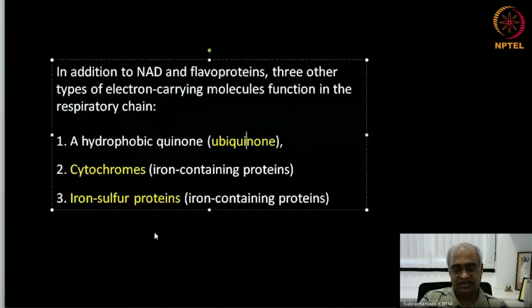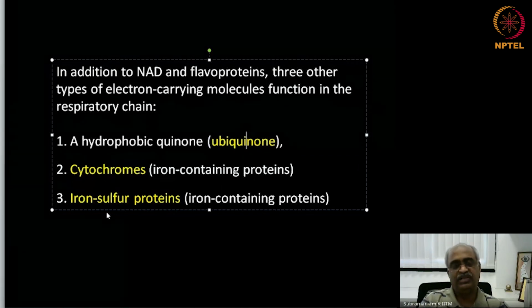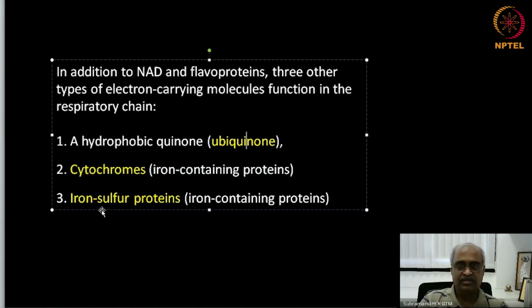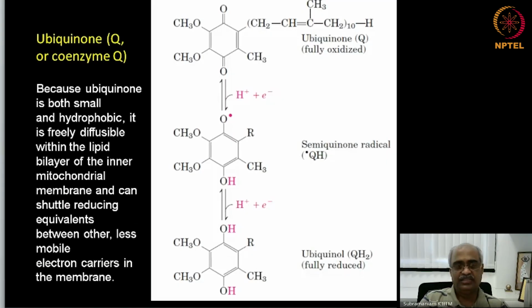And then we have a third kind of proteins. They contain iron, but instead of being part of heme, the iron is coordinated to sulfur atoms, either the sulfur coming from the cysteine sulfhydryl group or inorganic sulfur. If we look at the structure, it will become clear. Okay, so the first is the ubiquinone. This structure we have already seen in the last part of the lipids chapter.